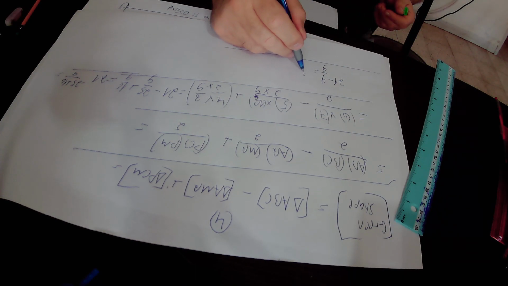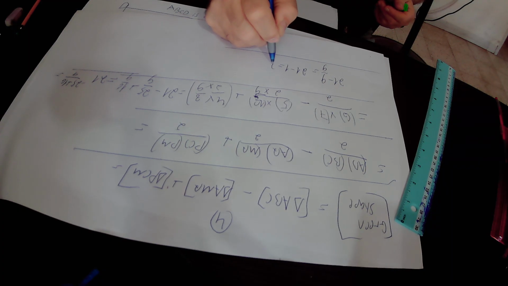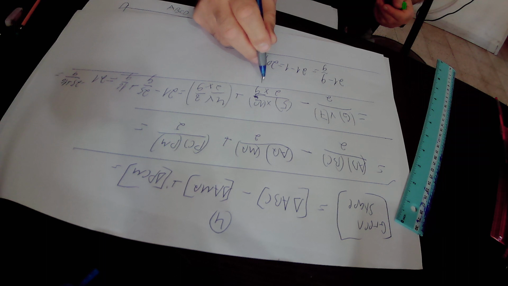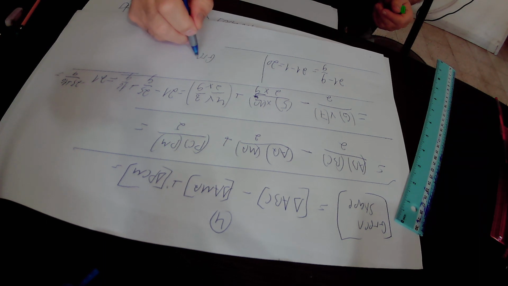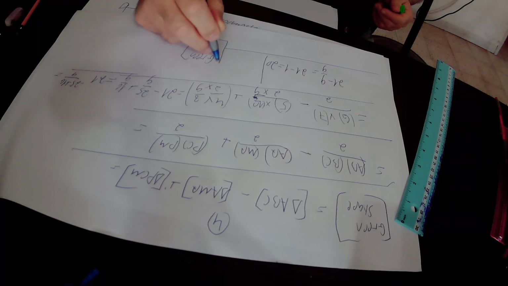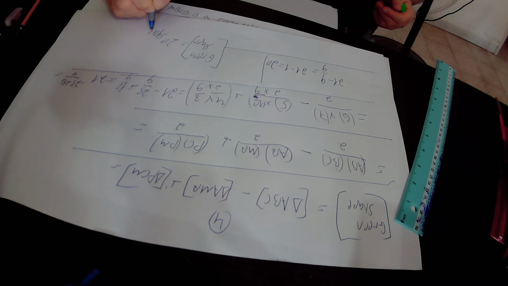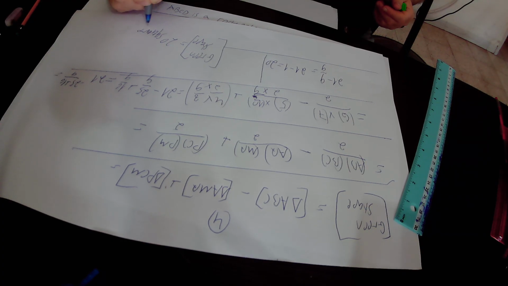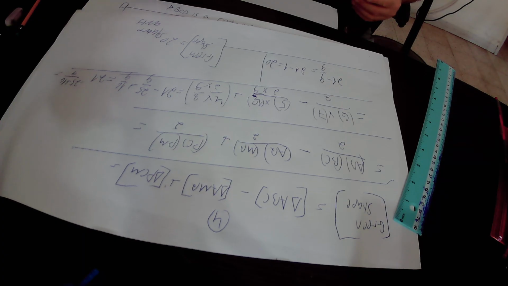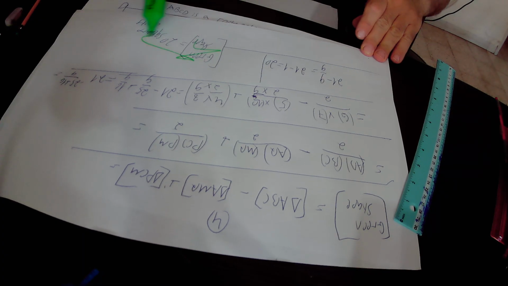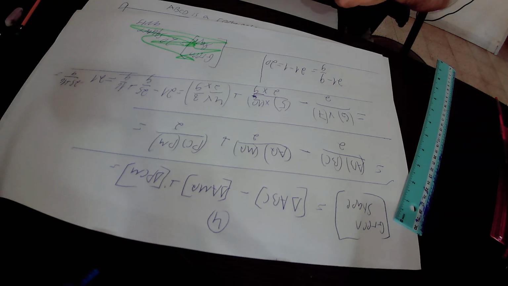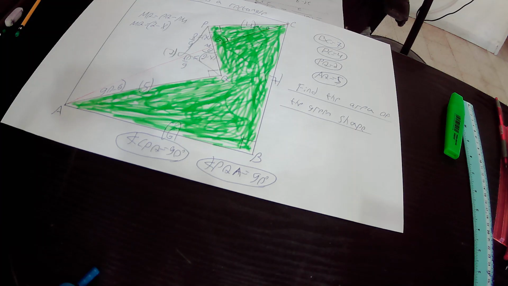Minus 9 over 9 is minus 1. So the area of the green shape equals 21 minus 1. 21 minus 1 is 20. So in conclusion, we found that the area of the green shape equals 20 square units. Repeat again: the area of this green shape equals 20 square units.